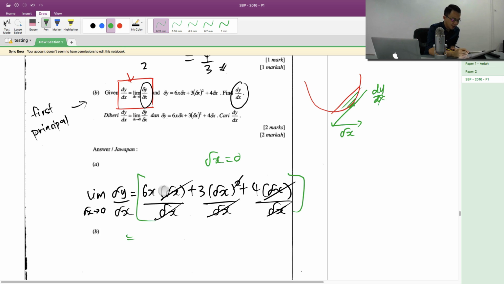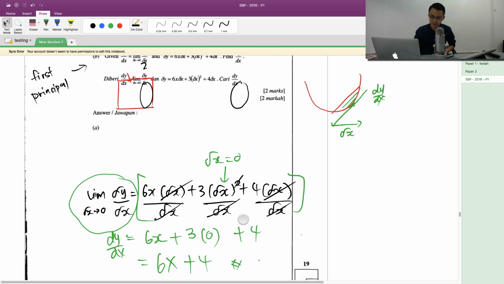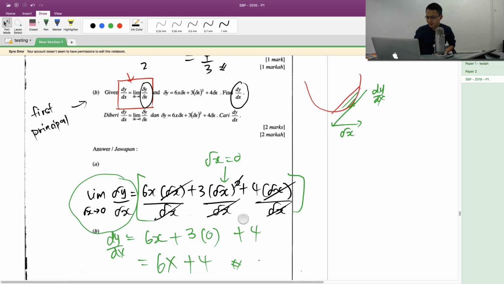So this 6x just remains 6x. 3 multiplied by change of x, do you see change of x here? It's 0. Plus 4. Alright, the whole thing here equals dy/dx already, because at the beginning it said dy/dx equals the whole thing here. So dy/dx basically equals 6x plus 4. That's all. Okay, this is first principle. I hope this first principle theory can help you understand it.